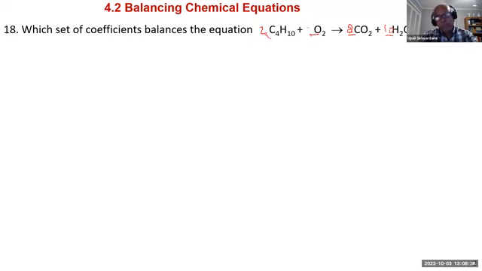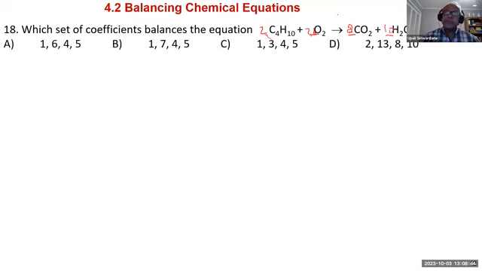And 26 here. Then the equation is balanced. Not 26, 13. These are the numbers that balance the chemical equation. So you have to change the numbers and balance the number of carbon atoms, oxygen, hydrogen on the reactant side and the product side.